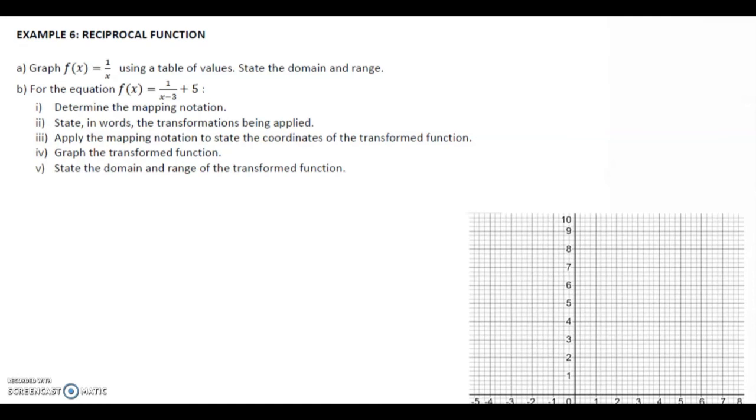Example 6, reciprocal function. Graph f(x) = 1 over x using a table of values, and then state the domain and range. So f(x) = 1 over x is a very unique function.